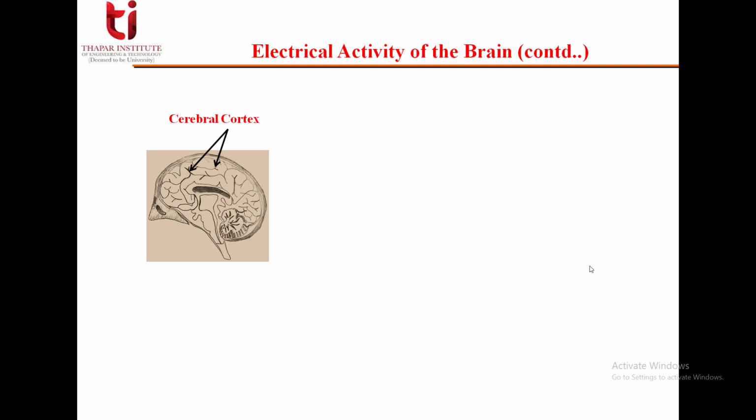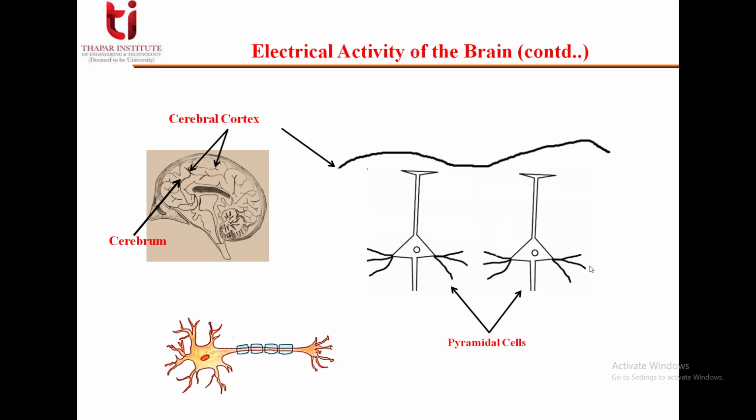So you can see this is the cerebral cortex. It is the outer layer of nerve tissue, and it is located in the cerebrum of the brain. Now, in the cerebral cortex, there are specialized neurons and we call them pyramidal cells. Some of them are relatively large and they are arranged parallel to each other and perpendicular to the surface of the brain. Now, what happens when an action potential propagates along the neurons?